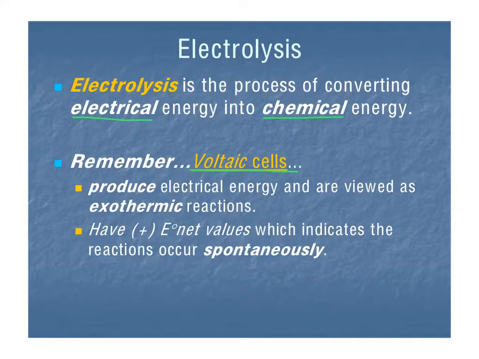couple of videos ago. In the voltaic cell, you produce electrical energy from chemical energy, and it's an exothermic reaction because it gives off electrical energy. In a voltaic cell, you have a positive cell potential and it occurs spontaneously. Conversely, in an electrolytic cell, you have a negative cell potential and it is non-spontaneous.